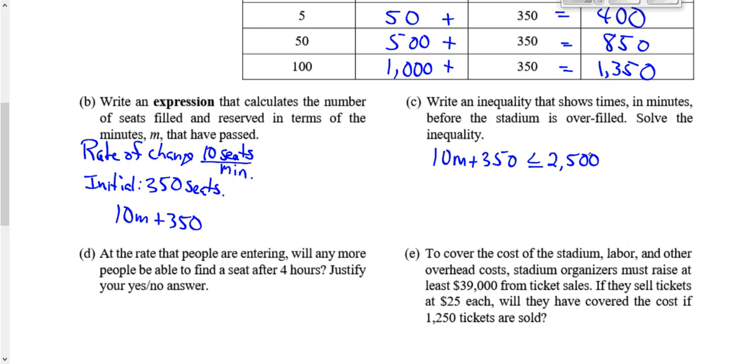And they want us to solve this for what? The number of minutes until the stadium is filled. Okay, so we'll subtract 350 from both sides, right? Just like we always do. And we get 10M is what? Less than or equal to... Good.